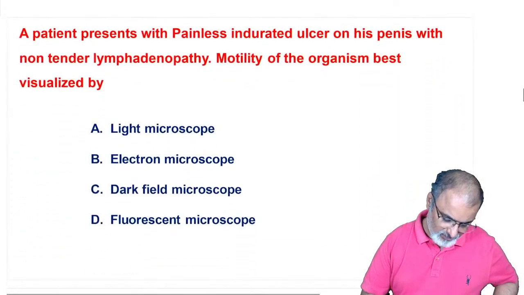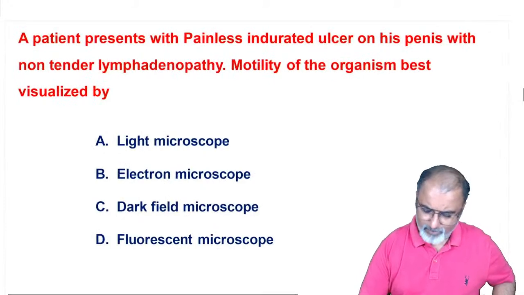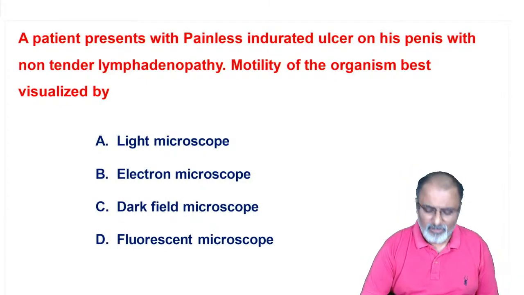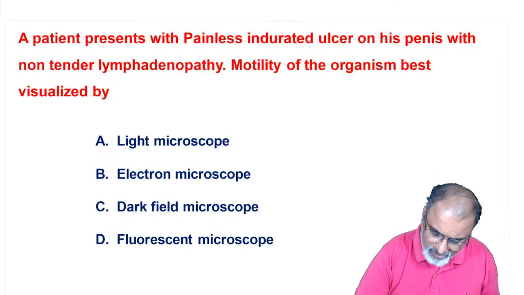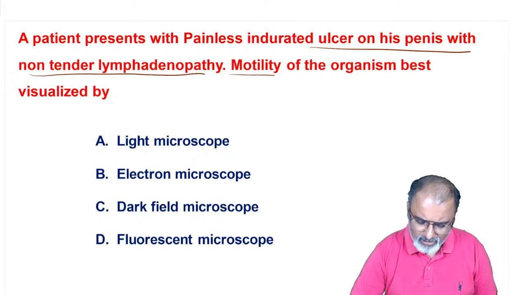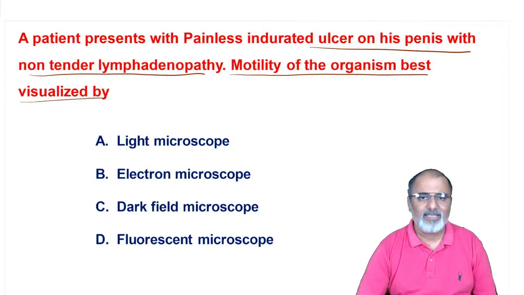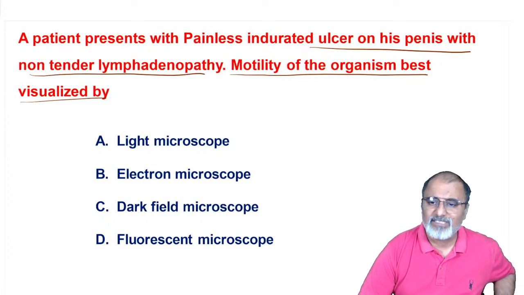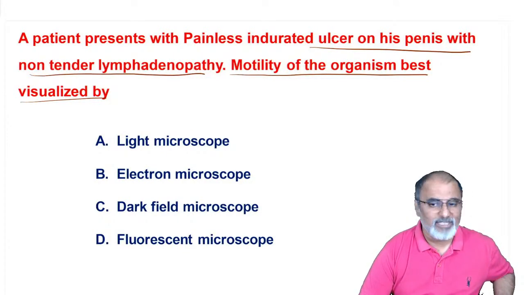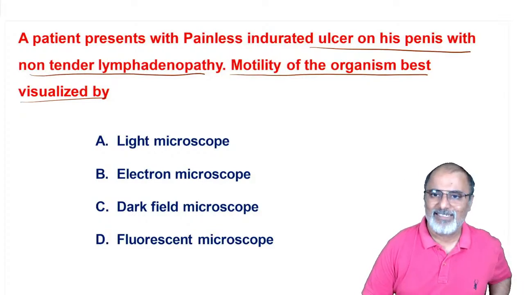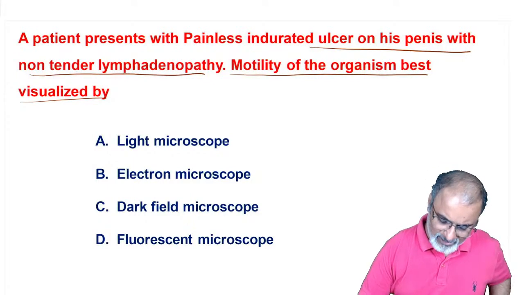Next is, a patient presents with a painless indurated ulcer on his penis with non-tender lymphadenopathy. Motility of the organism is best visualized by? First, you need to diagnose. This is another type of question. First, clinically you need to diagnose, then you need to answer microbiologically. So it is a medicine and microbiology combination. A painless indurated ulcer is syphilis.